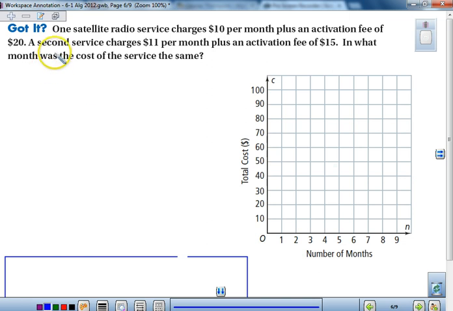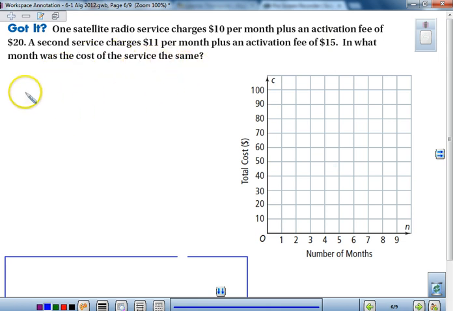Here's another one. In the got it part, what I want you to show me is what would be your two equations. So one satellite radio station charges $10 a month plus the activation fee of $20. The second one charges $11 a month with an activation fee of $15. And the question is, in how many months will the cost of the service be the same?